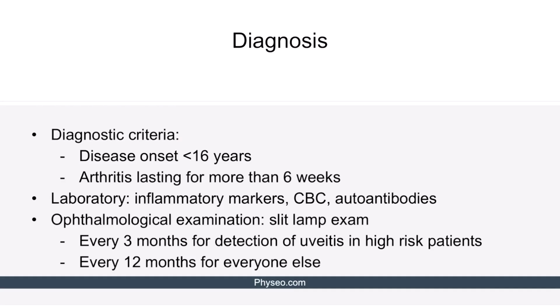To be able to meet the diagnostic criteria, the disease onset has to be before the age of 16, and the arthritis must last for more than 6 weeks. Laboratory tests for inflammatory markers, CBC, and autoantibodies should be performed.